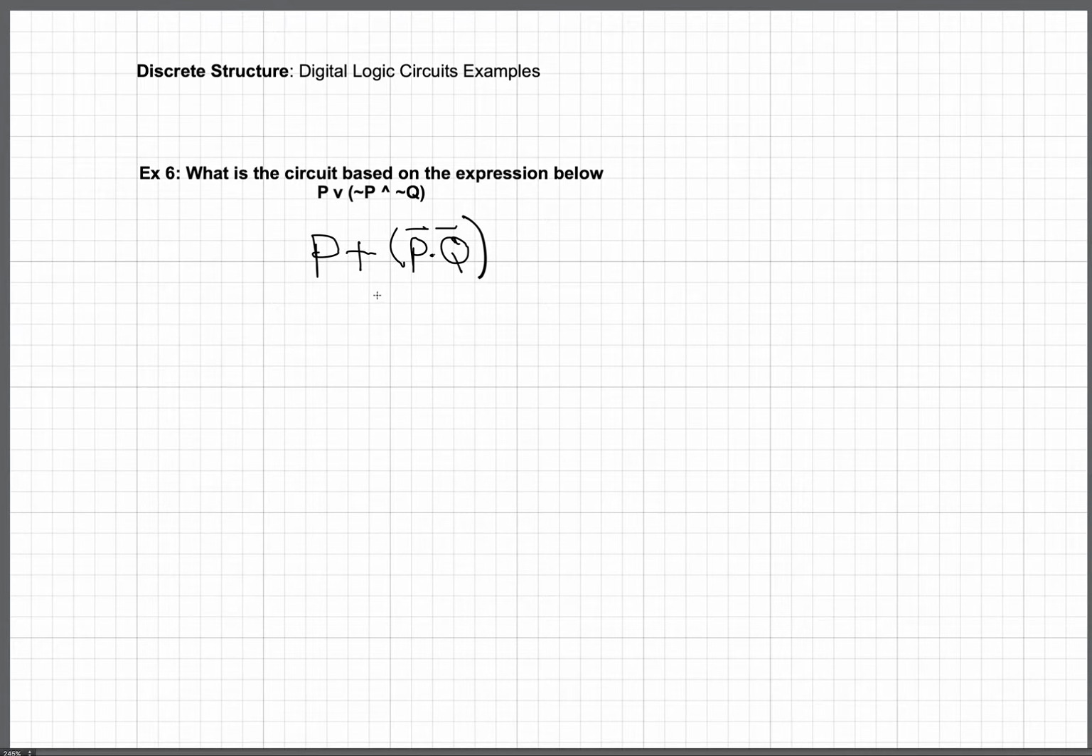Well, we really don't need the parentheses, so let me see if I can just select those and select this. That's fine. P, OR, and then collectively, the not of P and the not of Q. So that's an OR gate, a couple of NOT gates, and an AND gate.